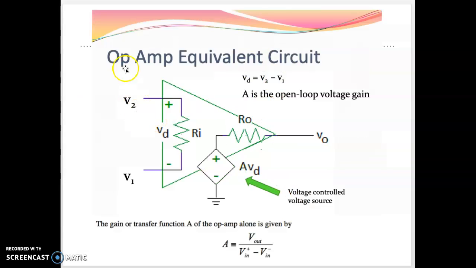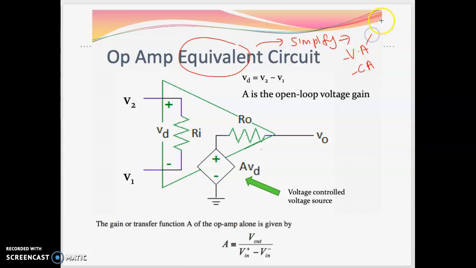Okay, so let's move to the op-amp equivalent circuit. What does that mean by equivalent? Why do we need equivalent? Because we want to simplify the circuit. Does the circuit really exist? No, it's just to simplify the analysis. So in your previous chapter 1, you learned about voltage amplifier equivalent circuit and current amplifier equivalent circuit.